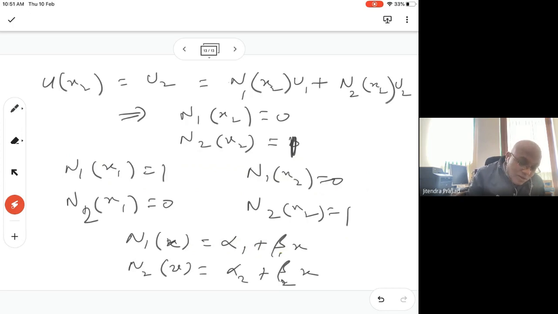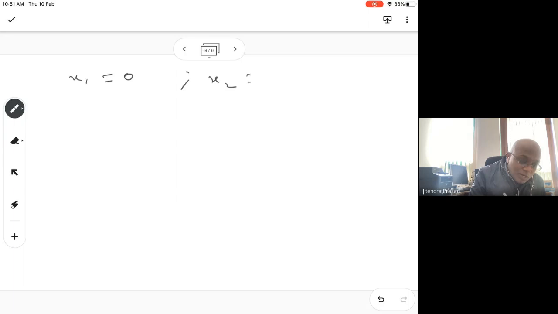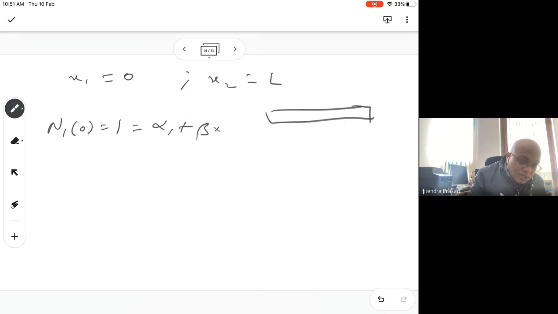And similarly, instead of x1, you can have 0. So you can have x1 equal to 0, x2 equal to L. So that makes life simple. And that really means you can actually find out now how the value looks like. So N1(0) is equal to 1 is equal to alpha 1 plus beta times 0, which is alpha 1. Alpha 1 equal to 1. N1(L) is equal to 0.